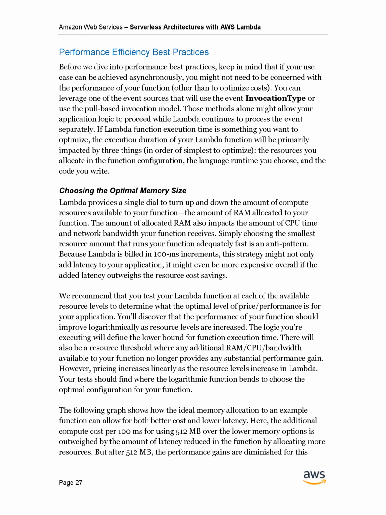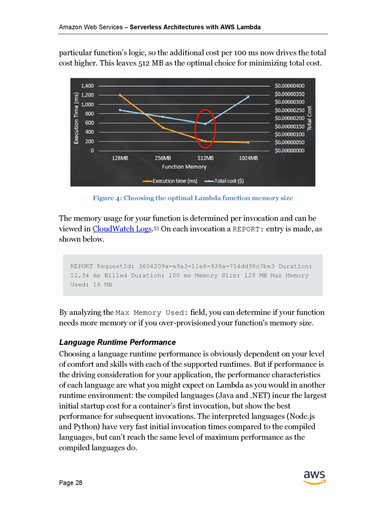But after 512 megabytes, the performance gains are diminished for this particular function's logic, so the additional cost per 100 milliseconds now drives the total cost higher. This leaves 512 megabytes as the optimal choice for minimizing total cost. The memory usage for your function is determined per invocation and can be viewed in CloudWatch logs.